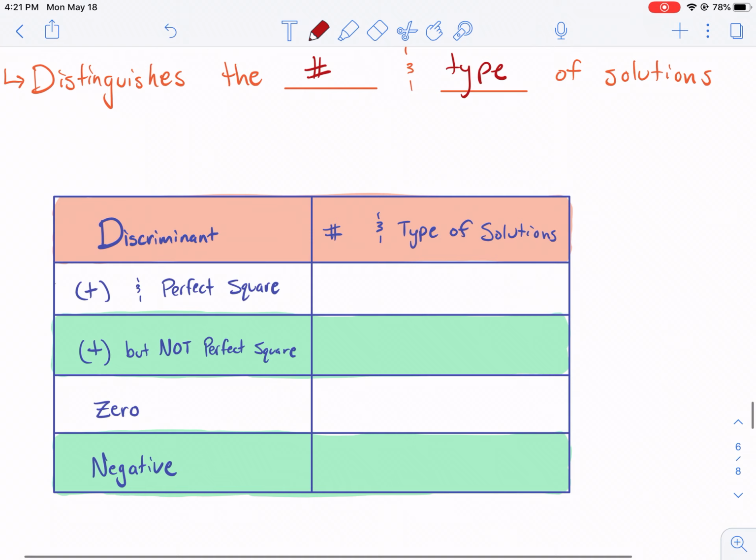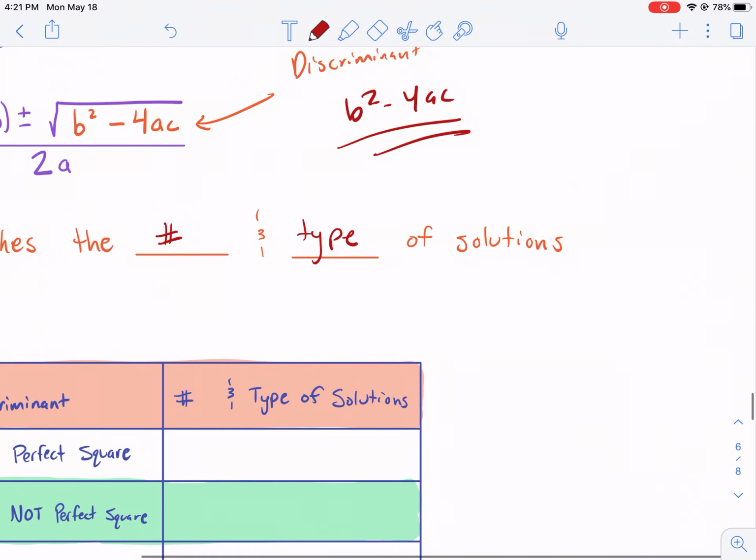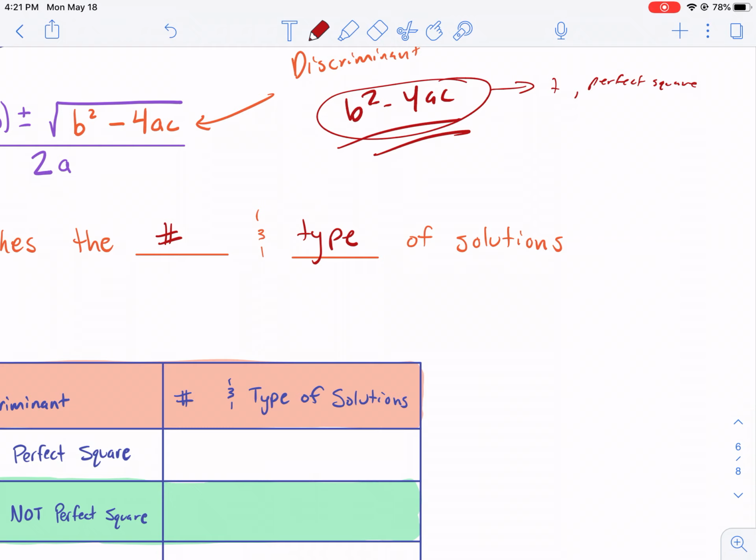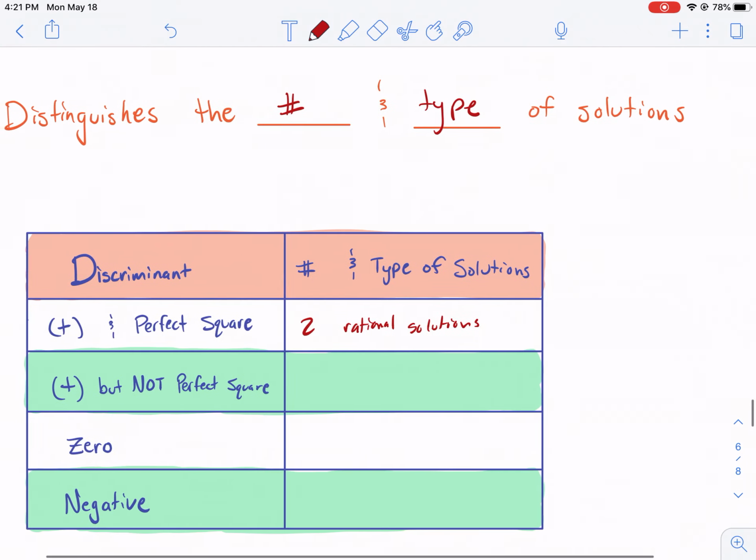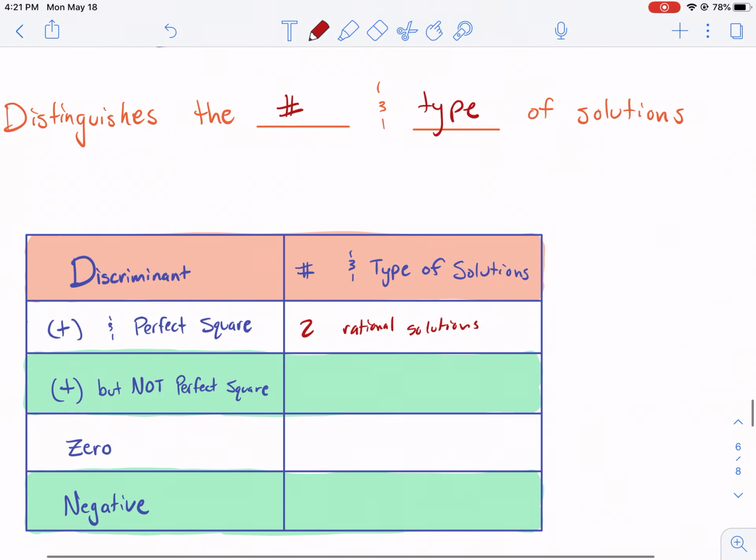So the first, if it's positive and a perfect square. So after you solve this, if it's positive and a perfect square, what does that mean? Well, it means you're going to have two solutions, and they're going to be rational. Two rational solutions. Okay? So that's one thing you'll know. That means that there's not going to be a radical sign left over. What if it's positive, but it's not a perfect square? We're going to have two solutions, but they're going to be irrational. We're still going to have a radical sign. So two irrational solutions.